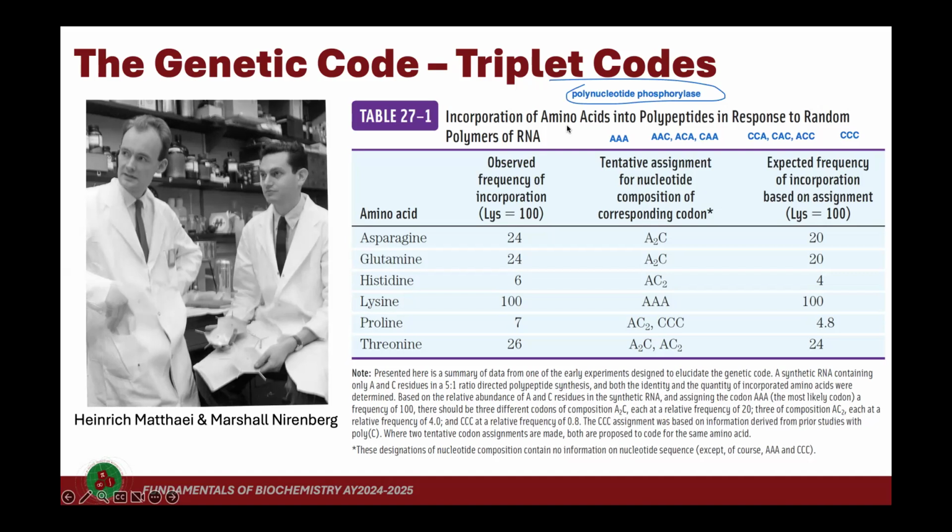So, of course, you will get lysine, right? Because the probability of getting AAA is very high. So the frequency of lysine should be the highest. So the values here are normalized against lysine. So lysine is 100 because it's expected that it should have the highest frequency. And then this is followed by asparagine, glutamine, and threonine.